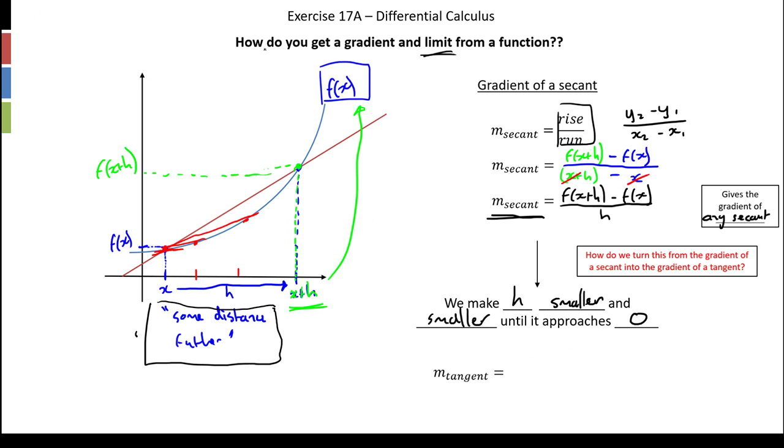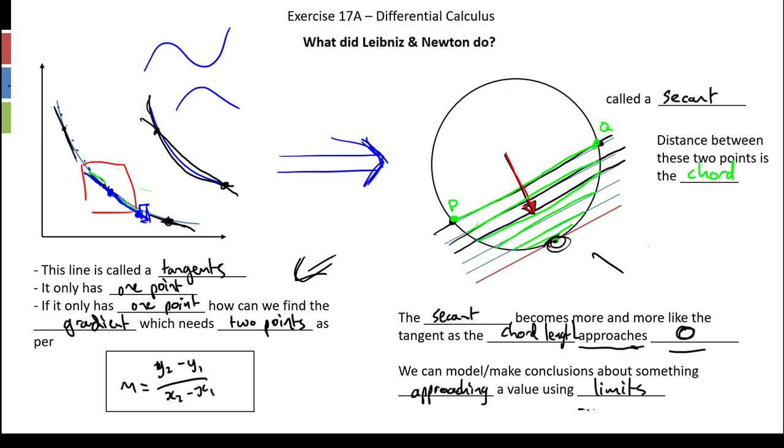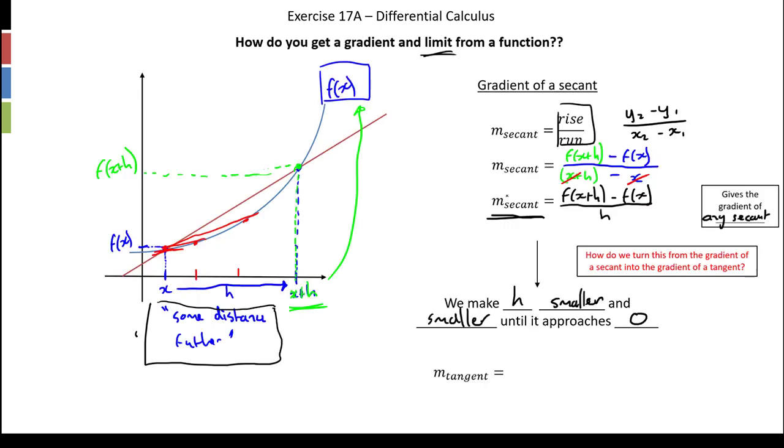How do we do that? How do we make something approach? As we said over here, it's using limits. So to change the gradient from a secant, we just make h smaller and smaller until it approaches 0. We take the limit of this as h approaches 0. So we get limit h approaches 0 of our secant function, which is just f of x plus h minus f of x all on h. We make h smaller and smaller till it approaches 0, or we take the limit. That's what this sentence right here means, pretty much take the limit.